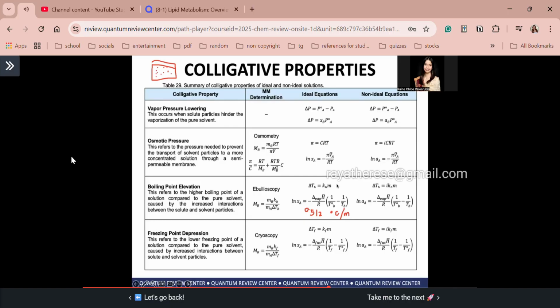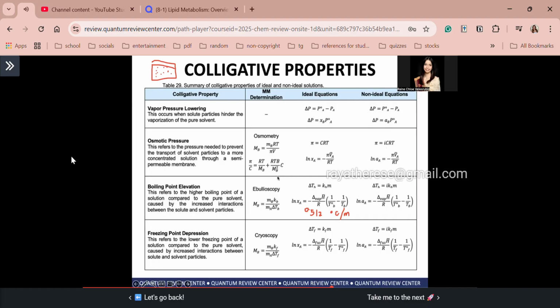Okay? This can also be further solved through this equation, ln XA, which is the mole fraction of solvent A, is equal to negative ΔvapH over R times 1 over the normal boiling point of the pure solvent minus the boiling point of the solution in general. Okay? We also have corresponding non-ideal equations. The non-ideal equations take into account i. So later on we'll discuss i.